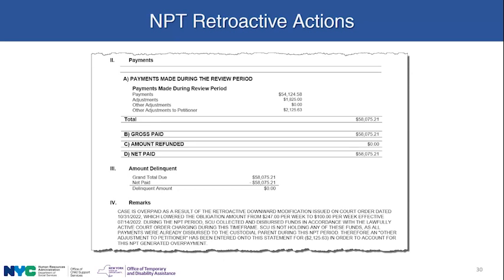So in this example, the non-custodial parent, we see this is exactly what happened. The non-custodial parent was making regular support payments in accordance with the lawfully active court order charging at the time, and all payments were being dispersed to the client, and the non-custodial parent was staying current with his charges and his arrears. And soon after, the court issued a retroactive downward modification, which resulted in an overpayment on the account. So when this happens, we will reflect this overpayment in the payment section as an other adjustment to the petitioner, as well as in the remarks section explaining this.